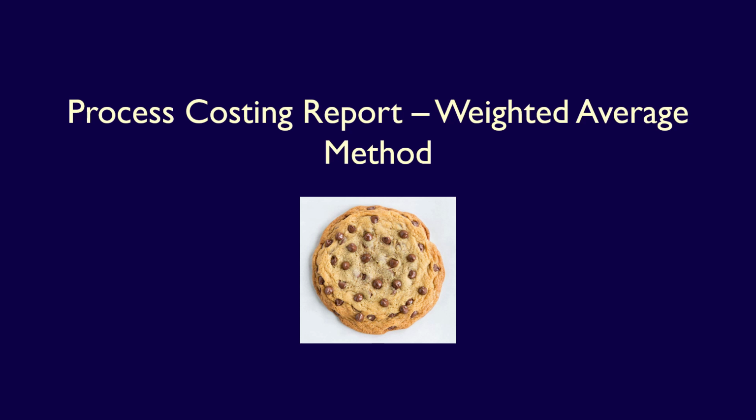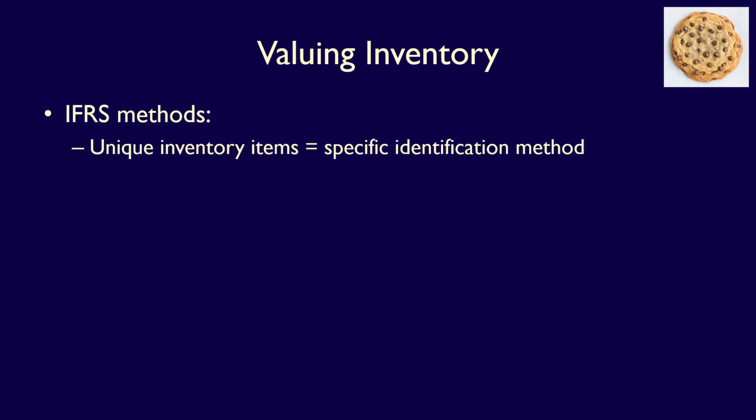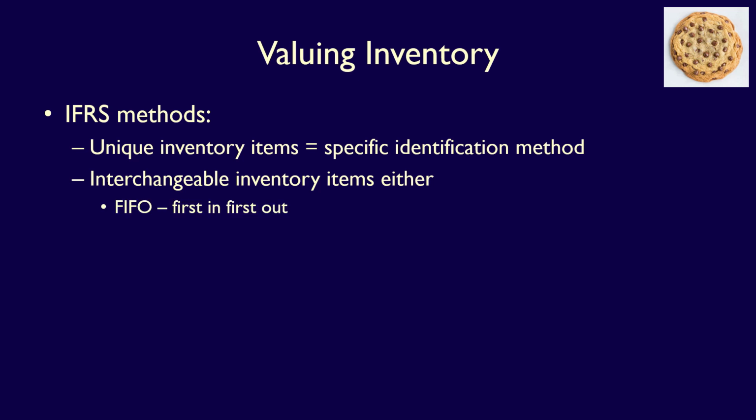In this video, we're going to develop the process costing report using the weighted average method. Recall from your introductory financial accounting course that there are 3 methods to value inventory. For inventory items which are unique, meaning they are not interchangeable, IFRS requires the use of the specific identification method. For inventory items which are interchangeable, IFRS allows a choice, either FIFO, which is the first in, first out method, or the weighted average method. In this video, we'll focus on the weighted average method applied to process costing.